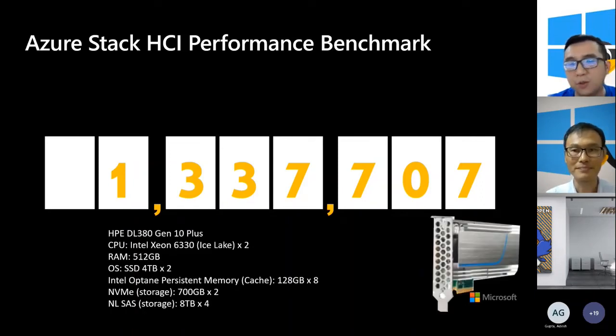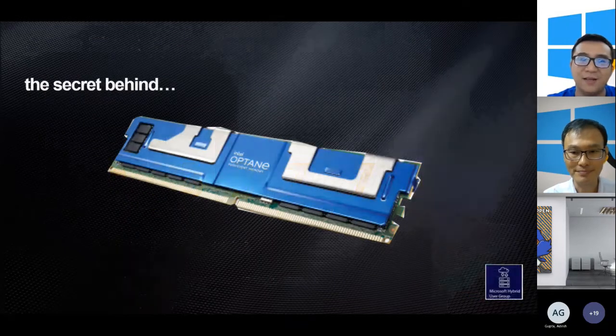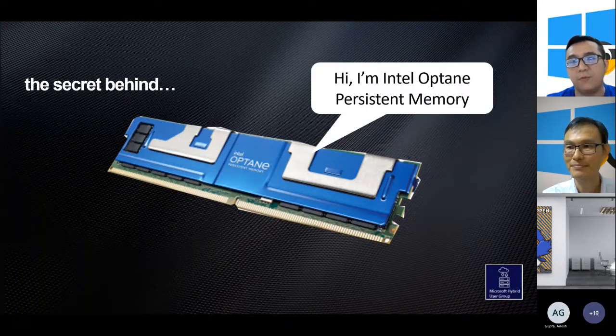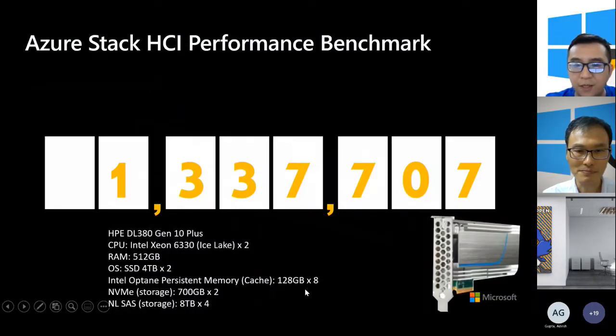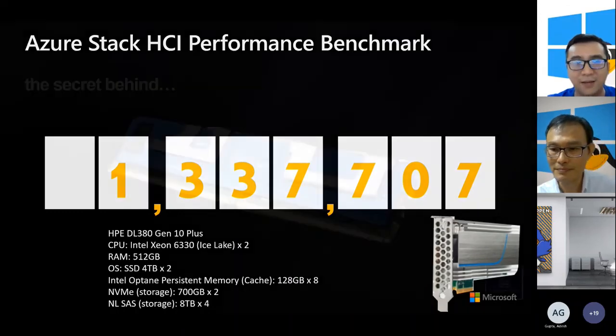And what pushes the IOPS performance so high is this one, the secret behind it. I think just now you also know that this is the Intel Optane persistent memory. If we look back, we have eight pieces of Intel Optane persistent memory in each node server. So this setup is so special, and that's why I could push the IOPS so high, 1.3 million, when we did the test.